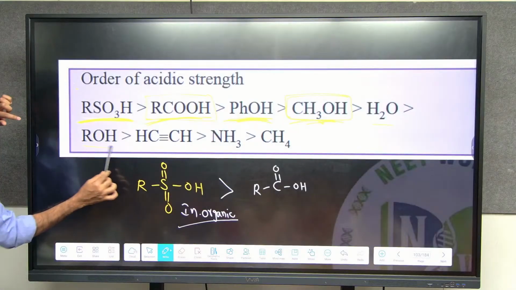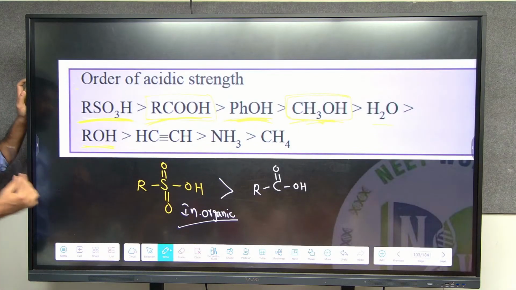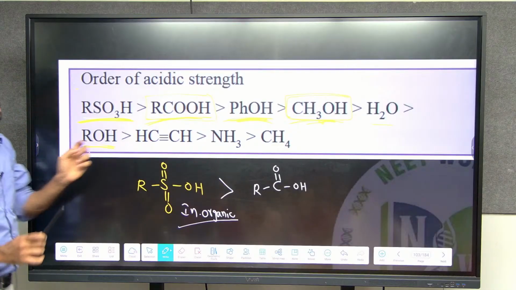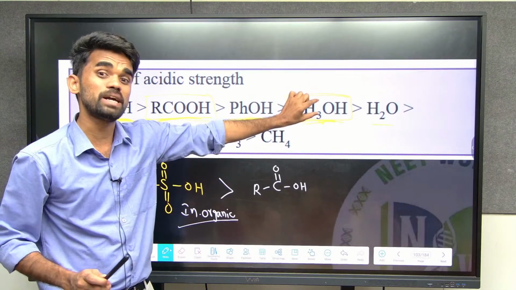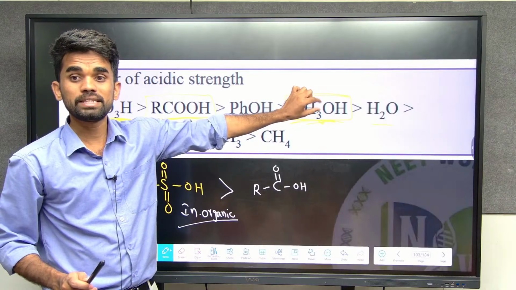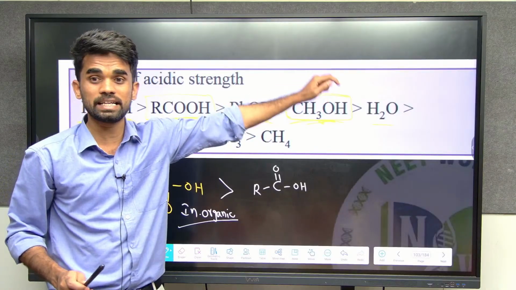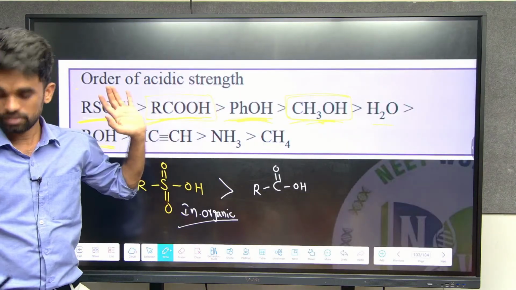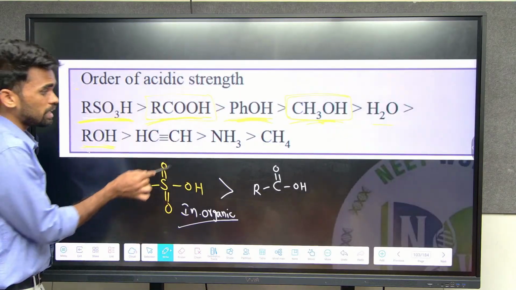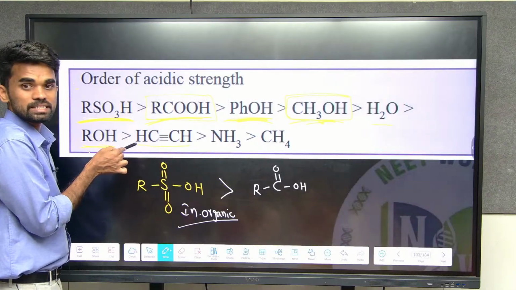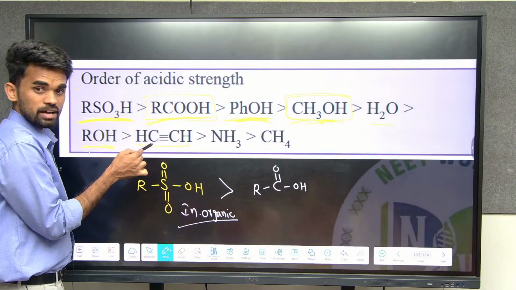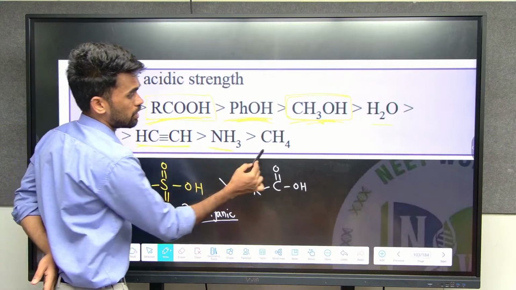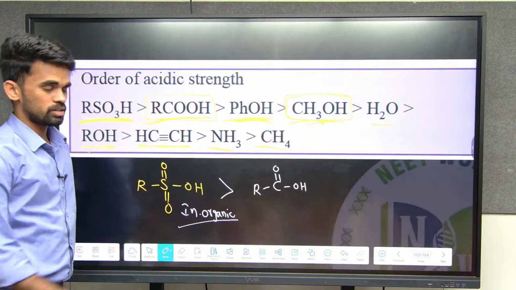So that's why it is generalized like ROH. ROH means what? Alcohols. So this is also an alcohol, which is particularly what I told you. Methanol is more acidic than water. Remaining all alcohols are less than water. That's it. Next one. Here it is alkyne. What is this? Alkyne. Triple bond is there. So alkynes are more acidic than ammonia and methane. Okay, perfect. Next.